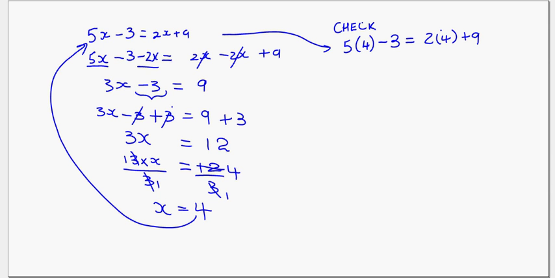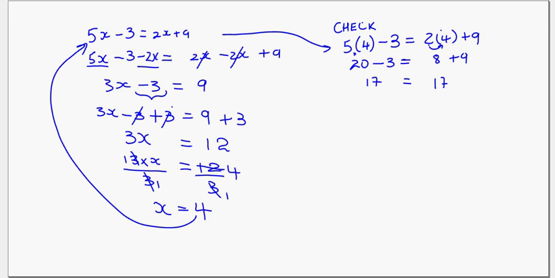Just put in 4 for x. It should work out. Let's see. 5 by 4 is 20 minus 3 should be equal to 2 by 4, which is 8 plus 9. Let's see if that's working out. 20 minus 3 is 17. So the left-hand side of the equation is 17. And we need to find out if the right-hand side is also 17. Let's see. 8 plus 9 is 17.